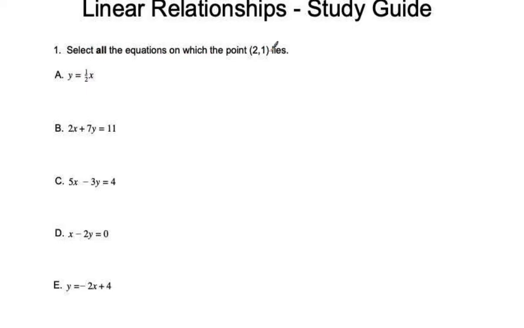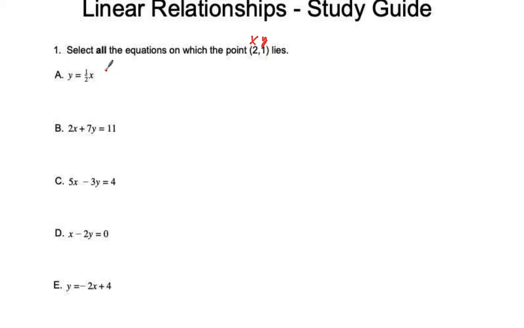Select all the equations on which the point (2,1) lies. So with every ordered pair, we always have an x and a y value. And in every one of these equations here, there is an x and a y value. So all I have to do is substitute the 2 and the 1 in for the x and the y and see if it's true. If it's true, then I circle it. If it's not true, I'll cross it out.